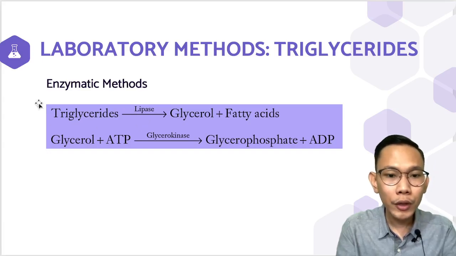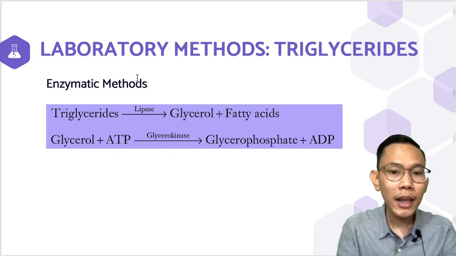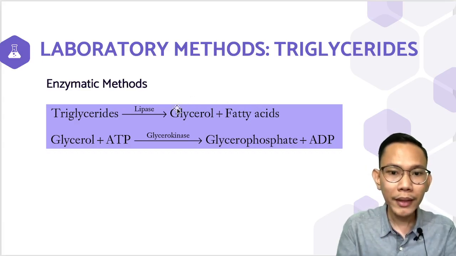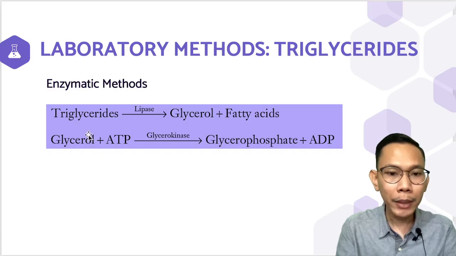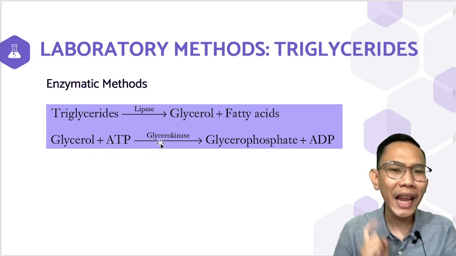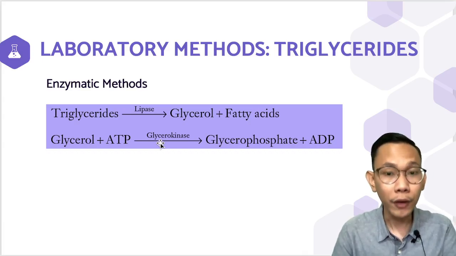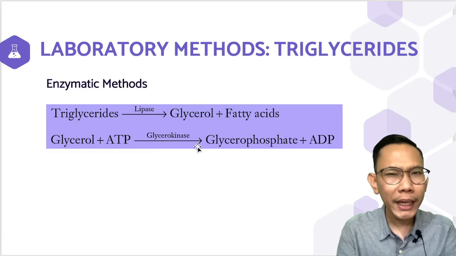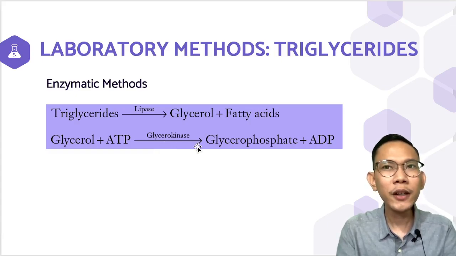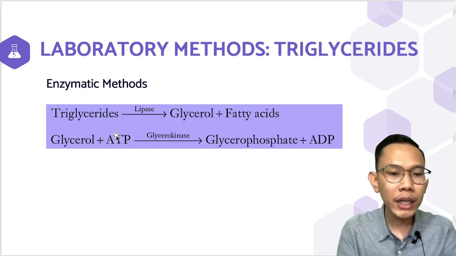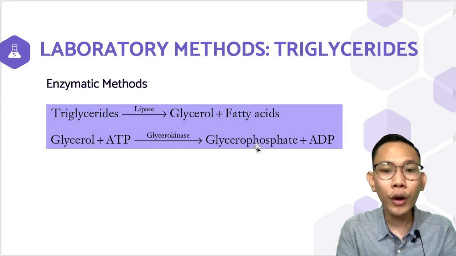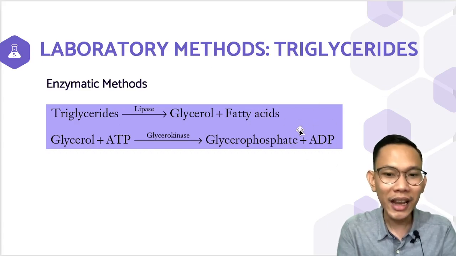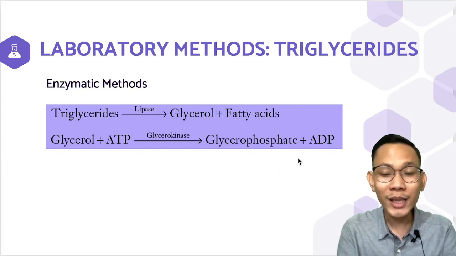First, anong nangyayari? Your triglyceride will be acted on by your lipase, forming now your glycerol and your fatty acid. Then, your glycerol will be acted on by your ATP. Again, when you hear the word kinase, it has something to do with the transfer of phosphate group. So, you transfer one phosphate to your glycerol, forming now your glycerophosphate. And then, since kumuha tayo ng phosphate from ATP, nagiging ADP na lang. So, we form the product of glycerophosphate and ADP.